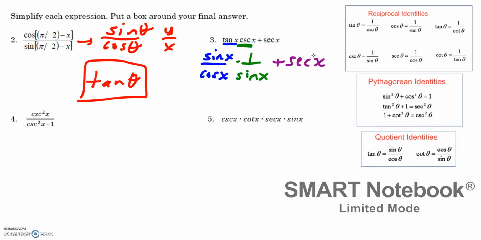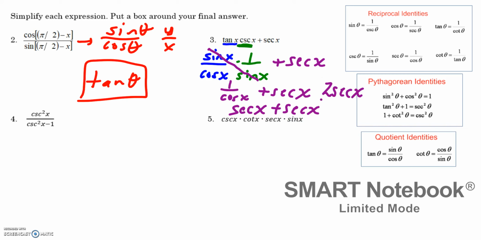If I am multiplying fractions, and I have the same thing on top and bottom, we're allowed to cross cancel. So this is really 1 over cosine of x plus secant of x. Now 1 over cosine is really the same as secant. So if I want to simplify this, let's get rid of the fraction and replace this with its reciprocal identity of secant of x plus another secant of x. And because they are like terms, the final answer is that there are 2 secant of x's.